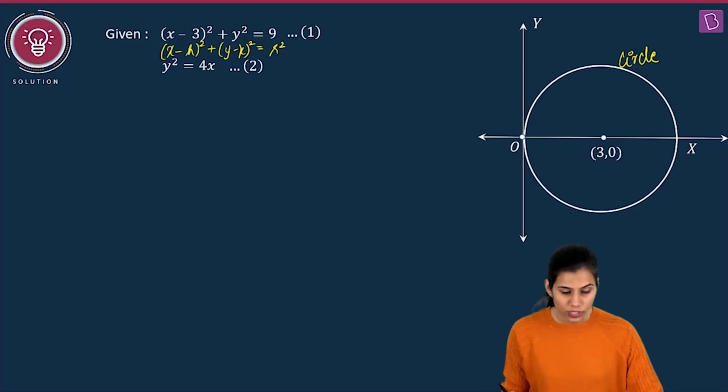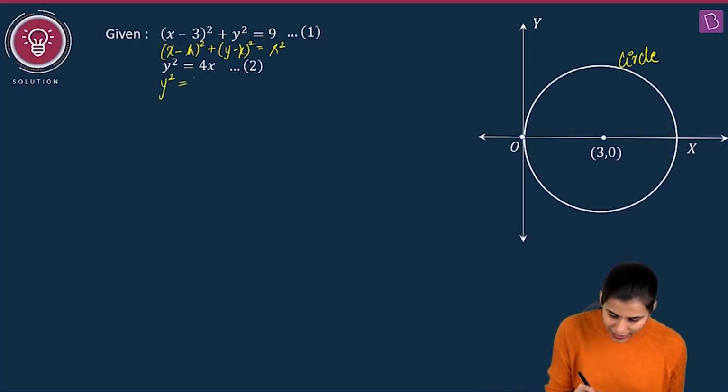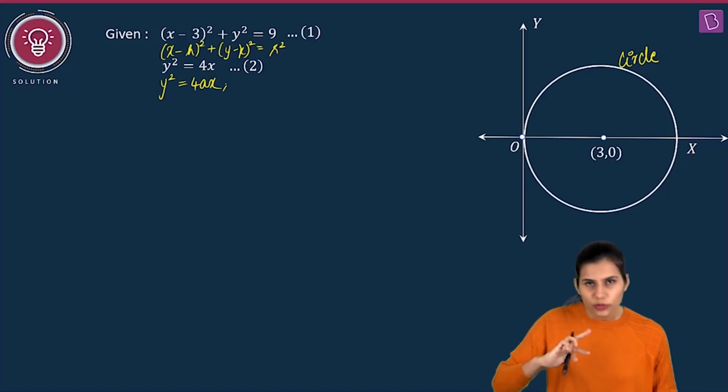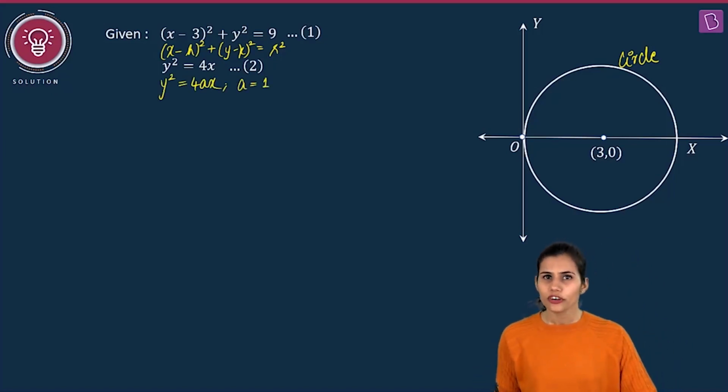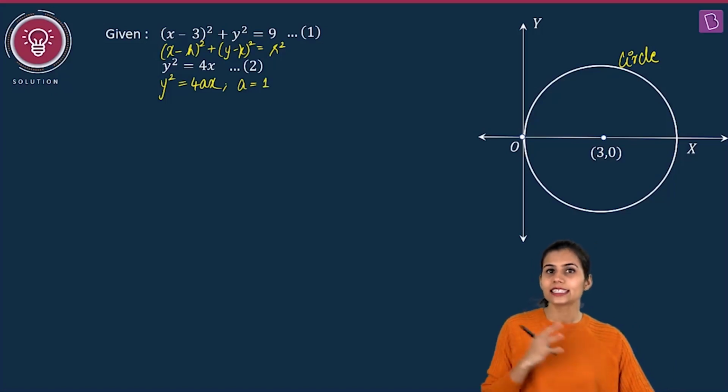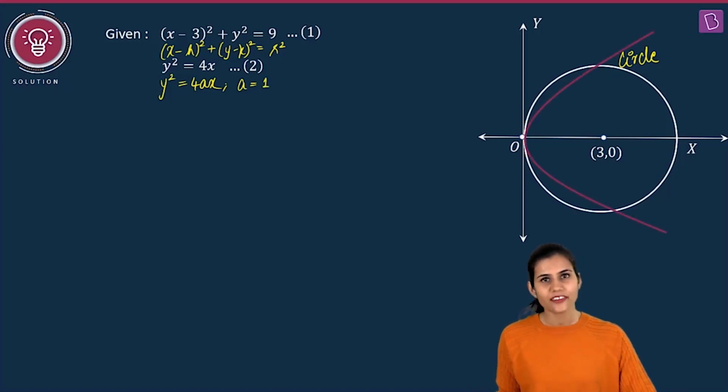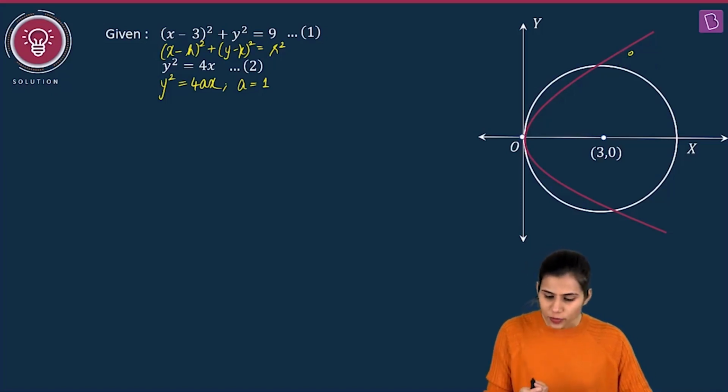Next curve is the parabola, whose equation is straight away comparable with y square equals 4ax. When you equate 4a with 4, you get a equals 1. This is the standard rightward opening parabola having its vertex at origin and focus at a comma 0, that is 1 comma 0. So this is how both the curves involved in this question are interacting with one another. No doubt, you can check out the points at which both the curves are intersecting each other as well.